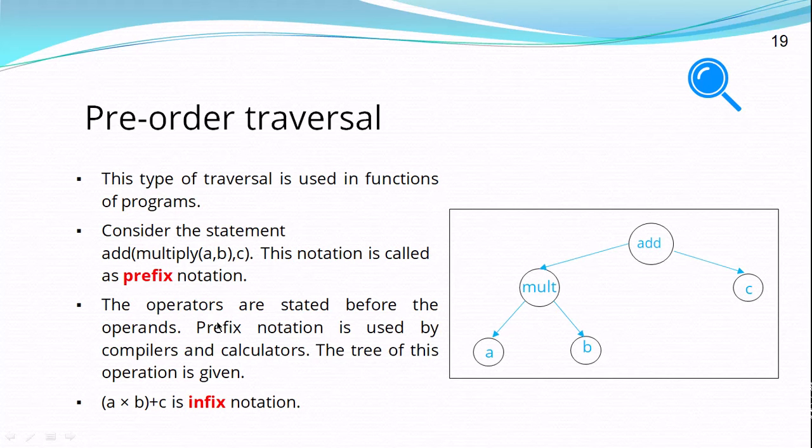And prefix notation is used by compilers and calculators, and the tree of this operation is given. So I'll just leave you to think a little bit about that. And I mean, usually we write the equivalent expression in infix notation. I place the operators between the operands. So the sign for multiplication occurs between A and B, and C operates on this value and this value. So it's infix.